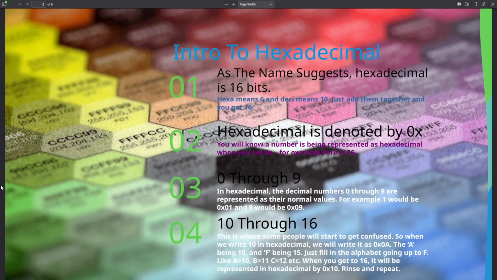10 through 16. This is where some people will start to get confused. So when we write 10 in hexadecimal, we will write it as 0x0a, the a being 10 and f being 15. Just fill in the alphabet going up to f, like a equals 10, b equals 11, c equals 12, etc. When you get to 16, it will be represented in hexadecimal by 0x10. Rinse and repeat.